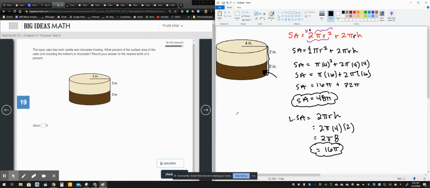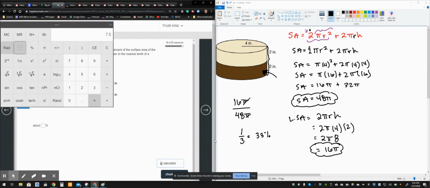Now what we're doing is we're finding the percent. So we have 16 pi for the lateral surface area of the chocolate piece, and we're going to divide this by 48 pi because that's the surface area of the whole thing, not including the bottom. What this is going to do is cancel out the pi, and we're going to see that this is equal to 1/3, which is equal to 33%. And when we look at this, we should be able to see this is going to be 33.3%.